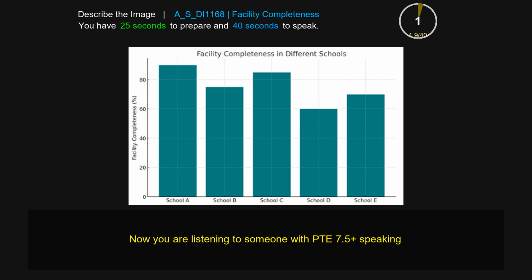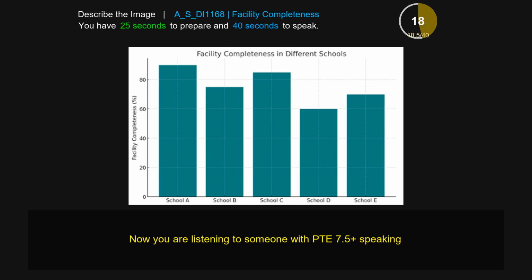The picture provided is a bar graph which depicts facility completeness in different schools. The x-axis lists the different schools such as School A and School E, while the y-axis represents the facility completeness in percentages ranging from 0 to 80 percent.